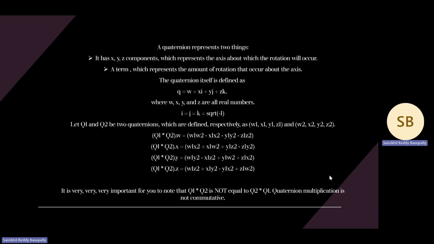A quaternion represents two things. It has x, y, z components, which represent the axis about which the rotation will occur, and a term w, which represents the amount of rotation about the axis. As we can see in the equation here, the quaternion is defined as q equals w plus xi plus yj plus zk, where w, x, y, and z are real numbers, whereas i, j, k are imaginary units.